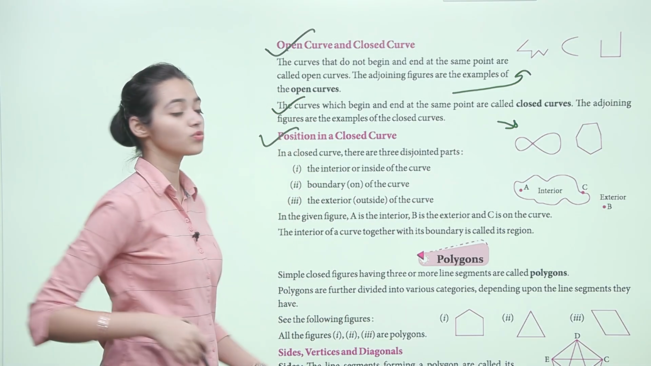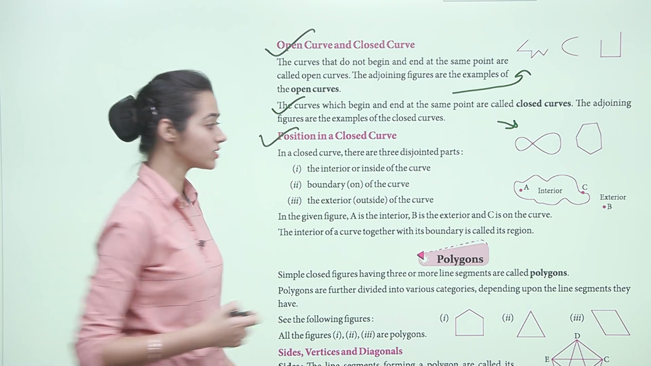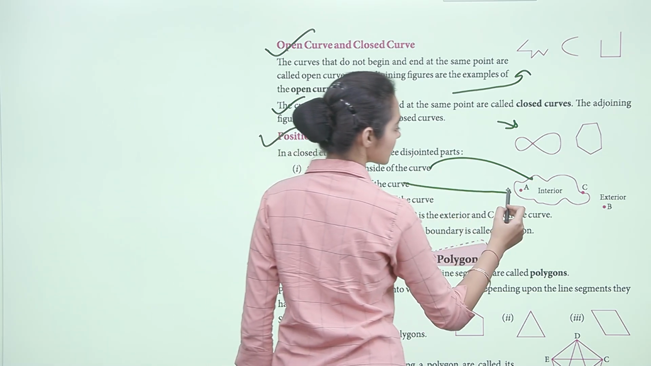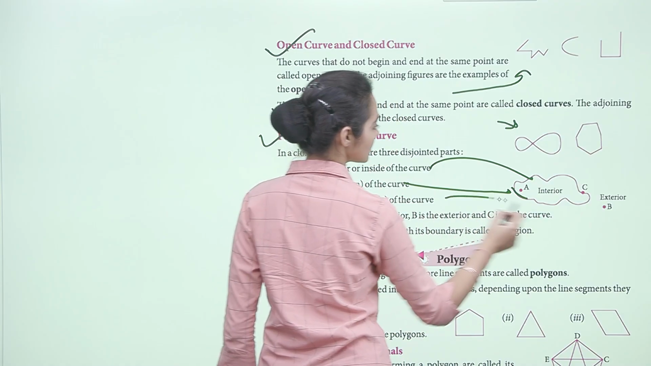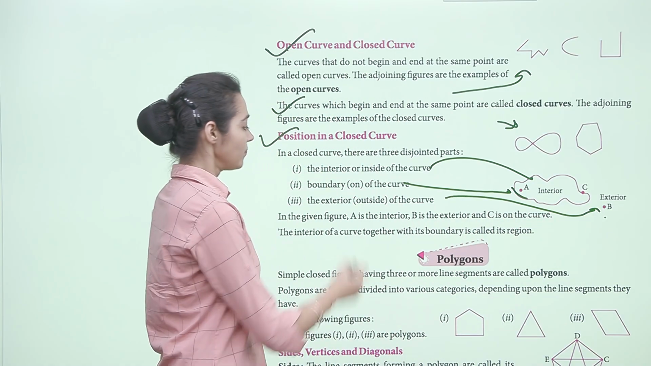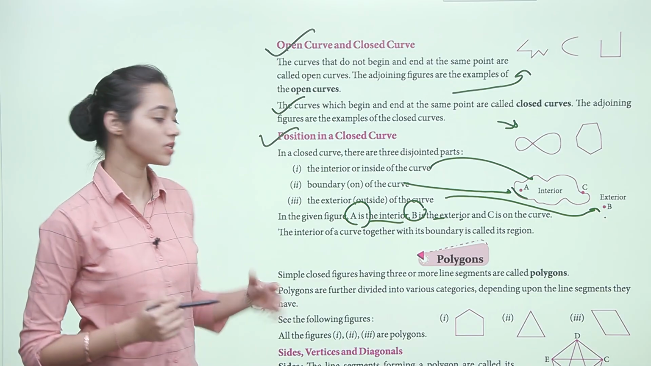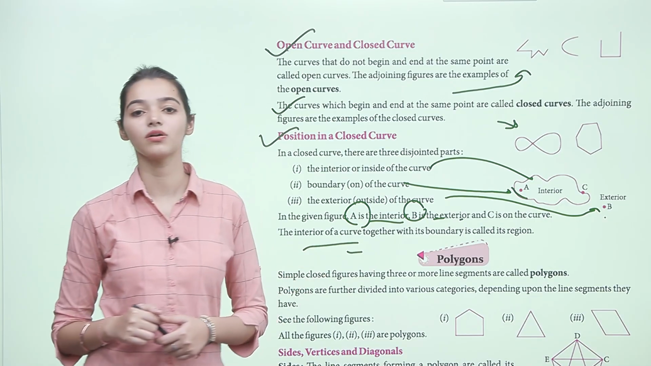Now position in a closed curve. In a closed curve there are 3 parts: the interior, the boundary, and the exterior, that is outside. So A is the interior, B is the exterior and C is on the curve. The interior of a curve together with its boundary is called its region.